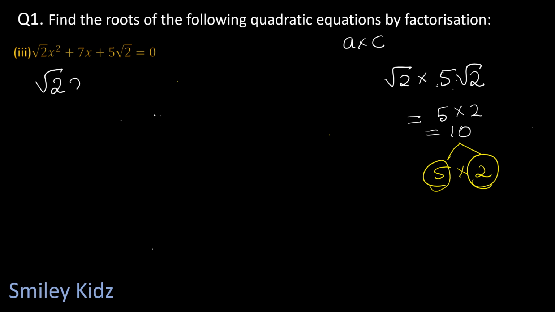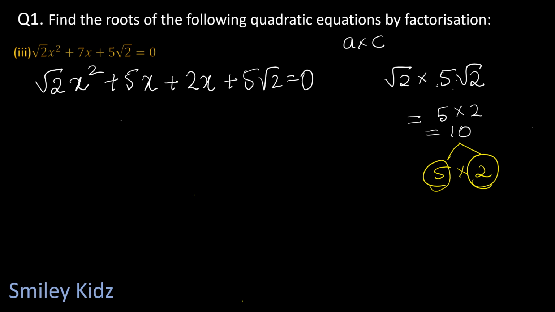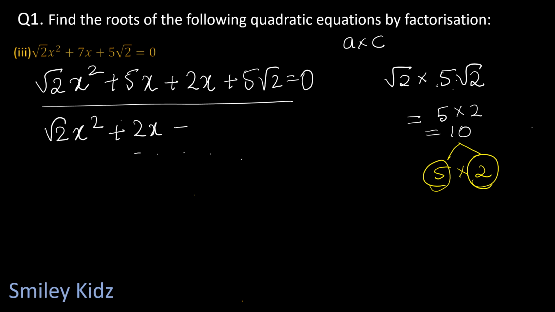Root 2 x squared plus 5x plus 2x plus 5 root 2 equal to 0. Now let me arrange these terms in such a way that I can have an easier calculation. Let me write this down as root 2 x squared plus 2x plus 5x plus 5 root 2 equals 0.